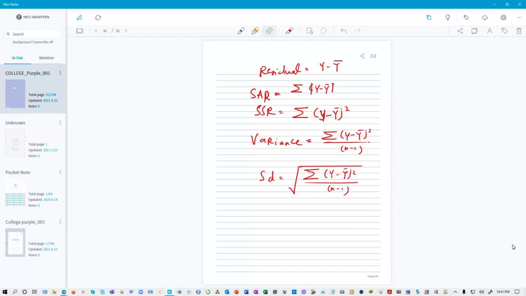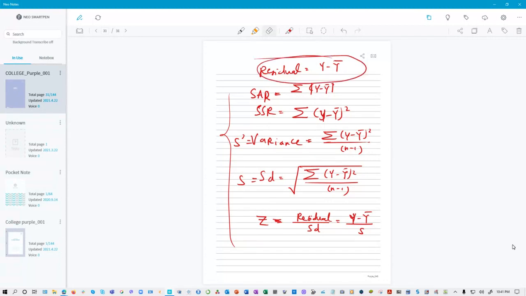Now I need the Z-score. Z-score is simply the residual over the standard deviation, which is y minus y bar over S. This is S, and this is S squared. This is all talking about the residual. Look at them in different forms. This guy is playing a heavy role. That's why we are doing statistics.